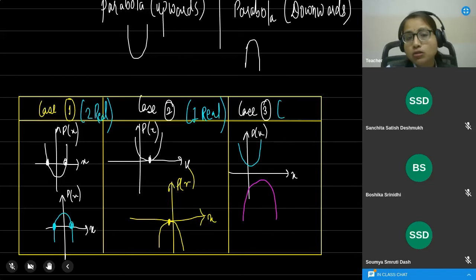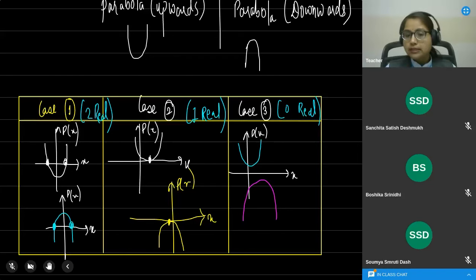Zero real zeros, or zero real solutions. It doesn't mean that it doesn't have any solution. It does have solutions, but they are imaginary solutions. Meaning the value of x that you will get there is an imaginary value. You will not get any real value for which the answer is 0.